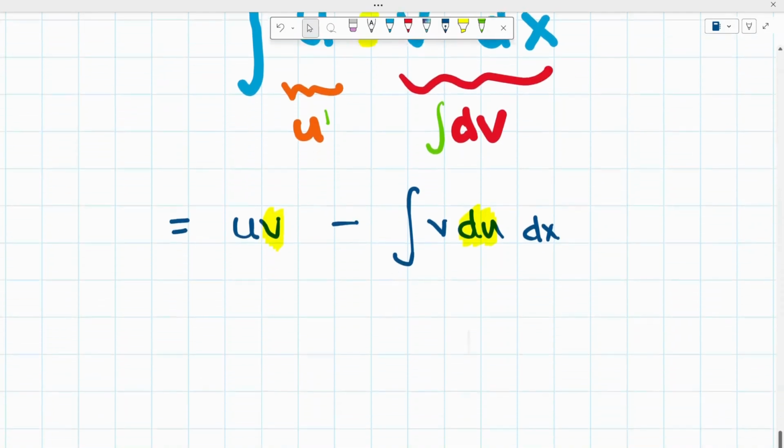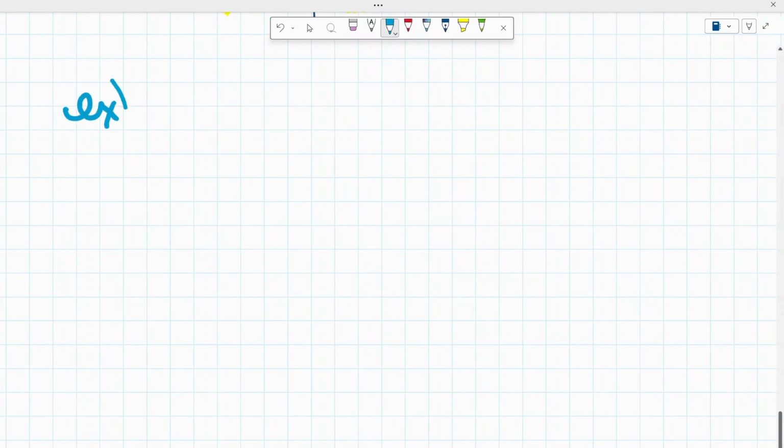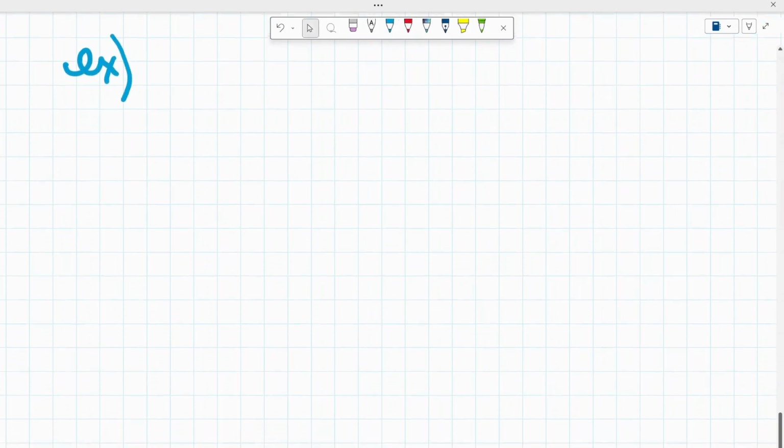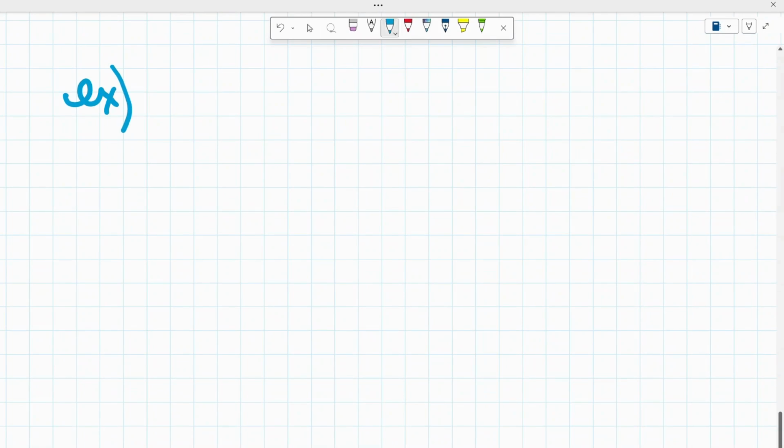Okay, so today we're going to do a multi-step example. Okay, so this is one step up from our previous video. So here, our example is going to be the integral of x squared multiplied by e to the power of x dx.